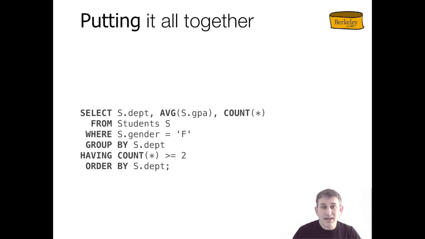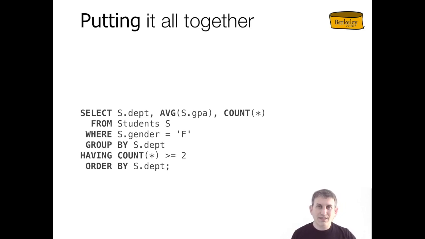Now, putting it all together, here's a query that uses all the single table constructs we've seen so far. Select s.department, average s.gpa, and count star from students S, where s.gender equals F, group by s.department, having count star greater than or equal to 2, order by s.department.